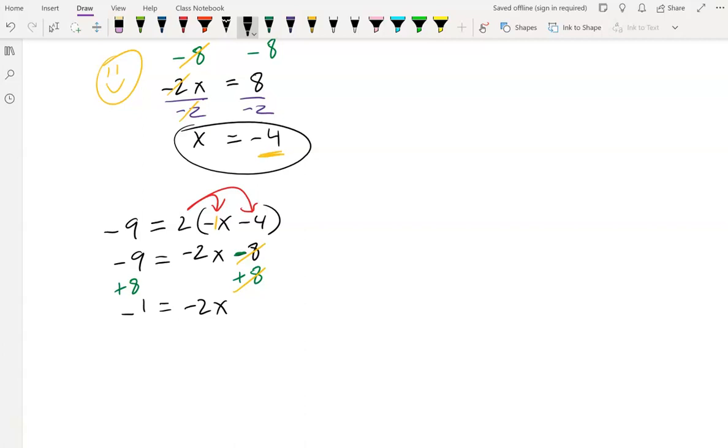So negative 1 equals negative 2x. All right, that is negative 2 times x. So I am going to undo that multiplication by dividing by negative 2 on both sides. Negative 2 and negative 2 cancel each other out. X is over here. And negative 1 divided by negative 2, well, that's positive, but that's just positive 1/2. And that's okay. We can leave it just like that.